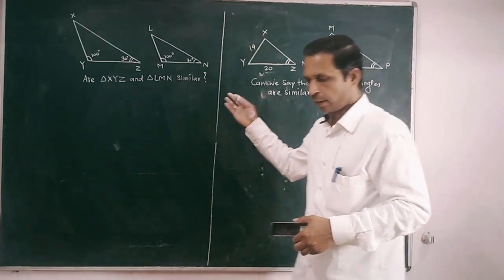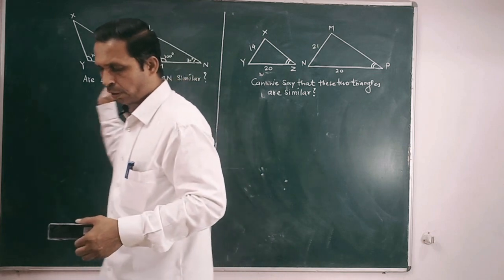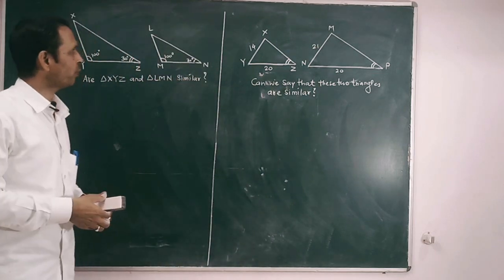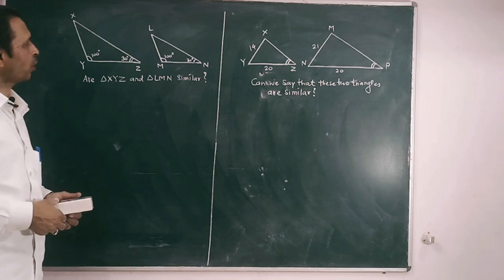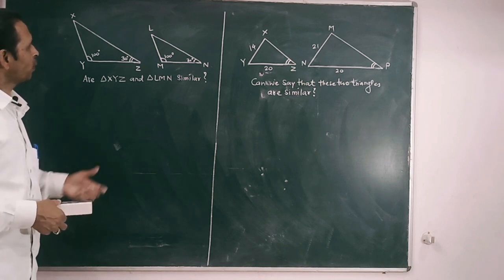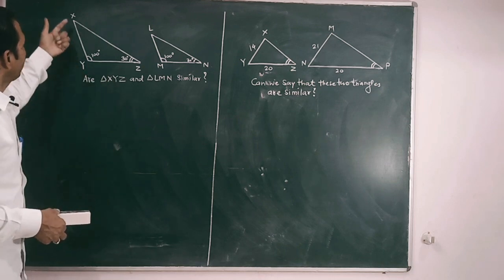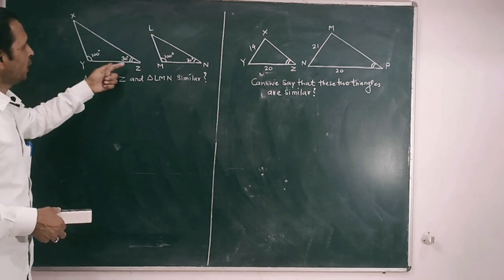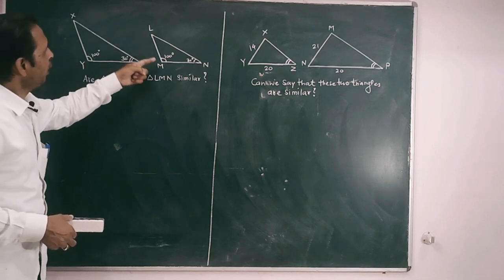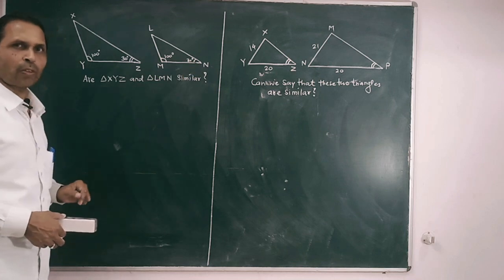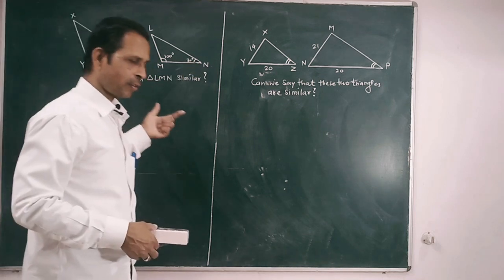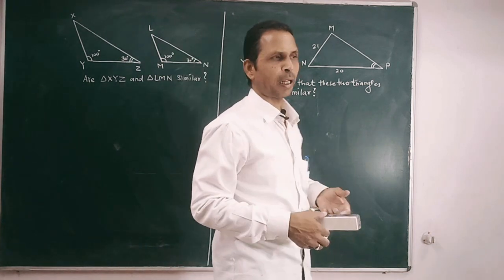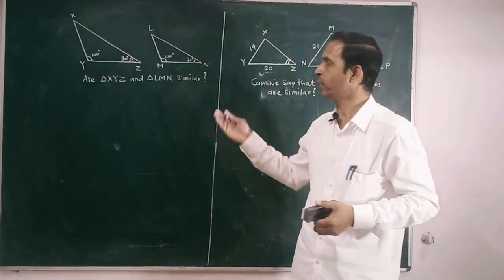Now let us recognize that the given pair of triangles, are they similar or not? See here, triangle XYZ and triangle LMN. Some of the values or measure of the angles and length of the sides of that respective triangles are given in the diagram.